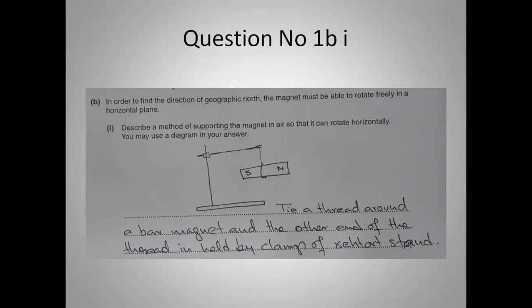So we have taken a retort stand, and with the clamp of the retort stand, we have tied a thread, and we have put a knot around the bar magnet. And now this bar magnet will be able to rotate freely in a horizontal plane. So you have to make this diagram, tie a thread around the bar magnet, and the other end of the thread is held by the clamp of the retort stand. Okay, so the spelling of held is here, not here. So retort stand. I hope you understand.